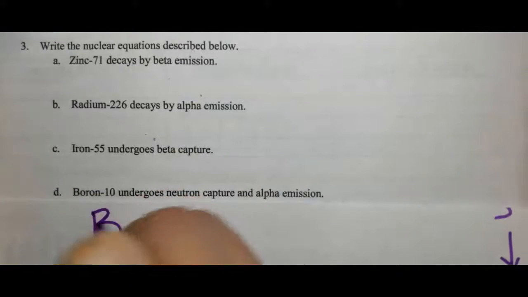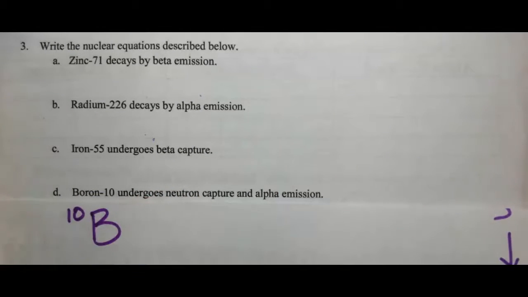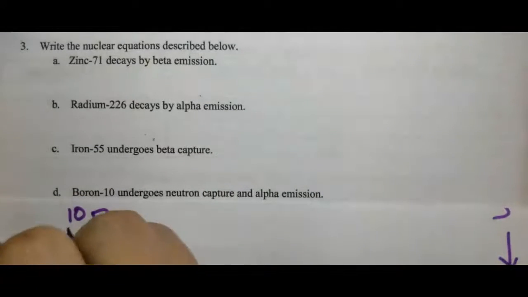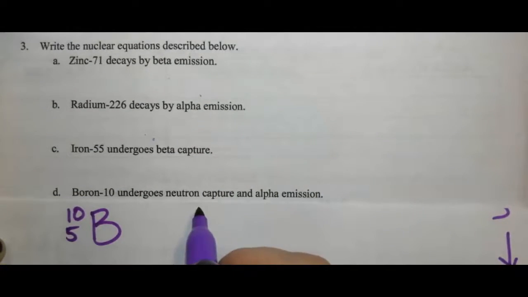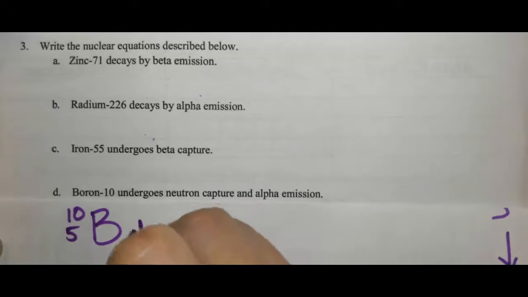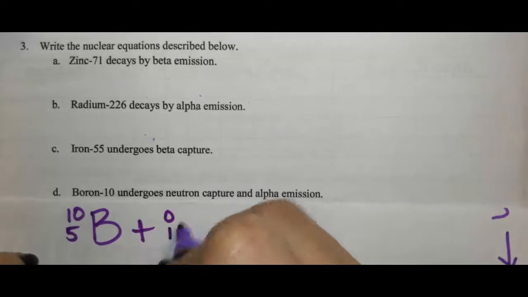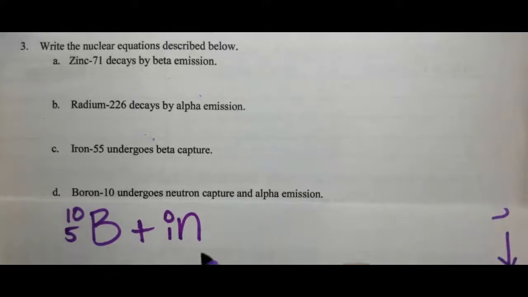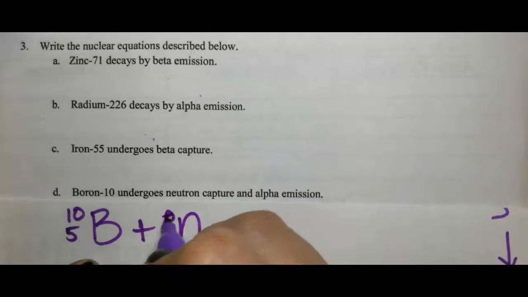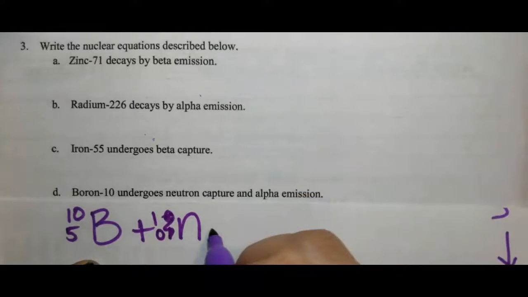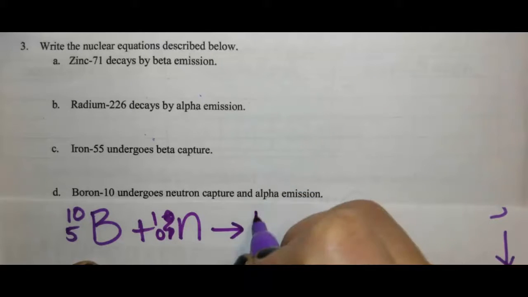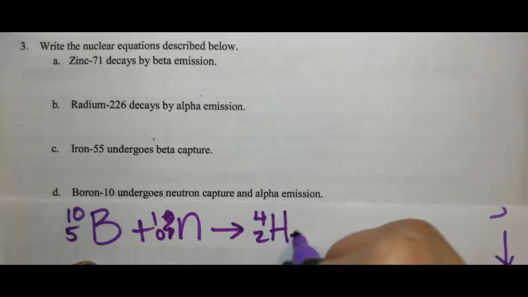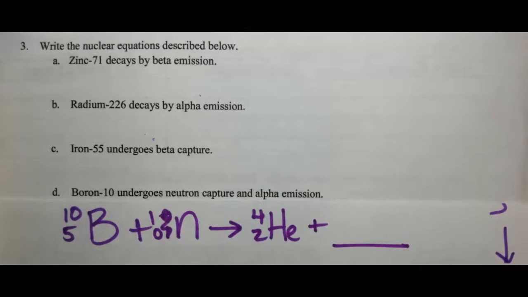Finally, we take boron, which has a mass number of 10 and an atomic number of 5. And it's going to go through a neutron capture and an alpha emission. So we're going to add a neutron, which is a 1 over 0 n. And then we're going to yield, and we're going to emit an alpha particle, so that's a 4 over 2 helium. And then the question is, what other particle is being left over from this process?